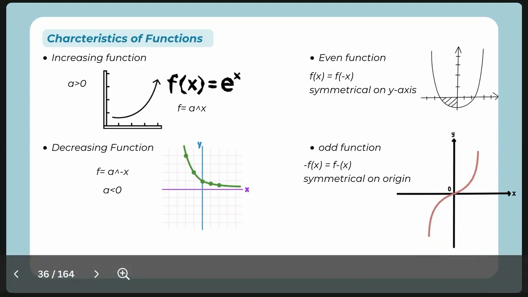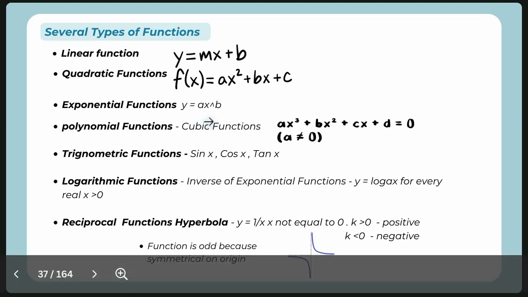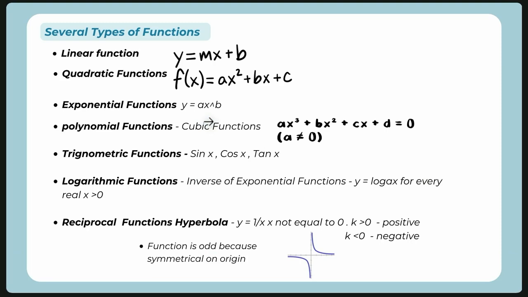That's an odd function. Okay, moving on, I would explain there are several types of functions. These are the most common ones. The first type of function is a linear function, which is y is equal to mx plus b. So m is your slope and b is your y-intercept. That's the equation of a line.